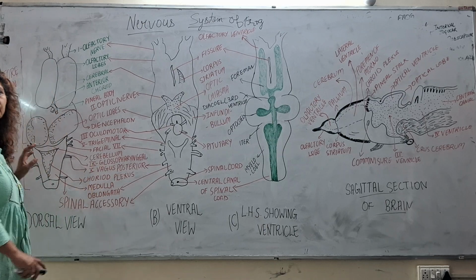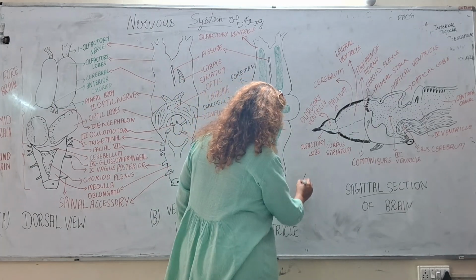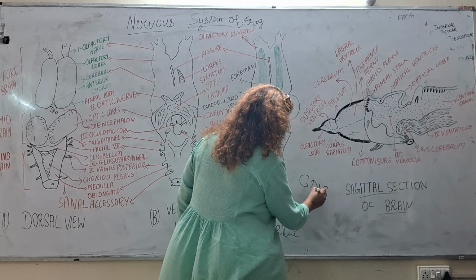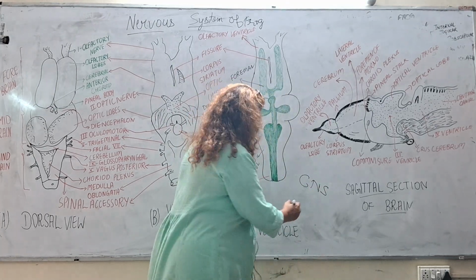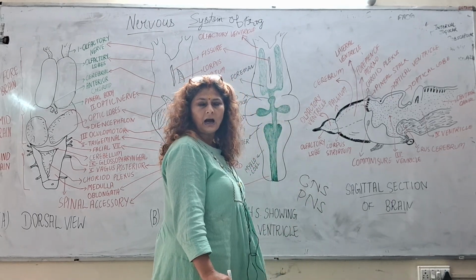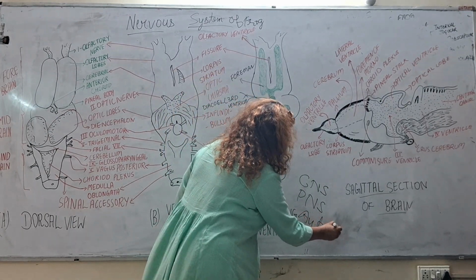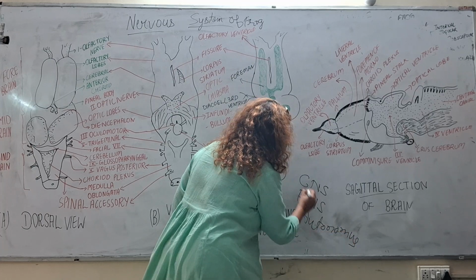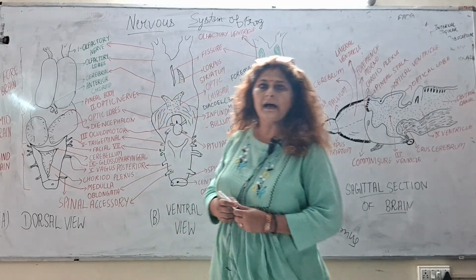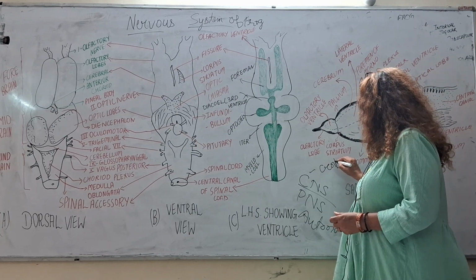This nervous system consists of three types of nervous system. One is the central nervous system, then the peripheral nervous system, then the autonomous nervous system. First is the central nervous system, CNS, short form. C stands for central.